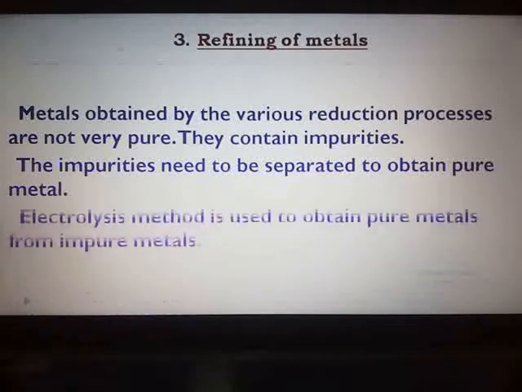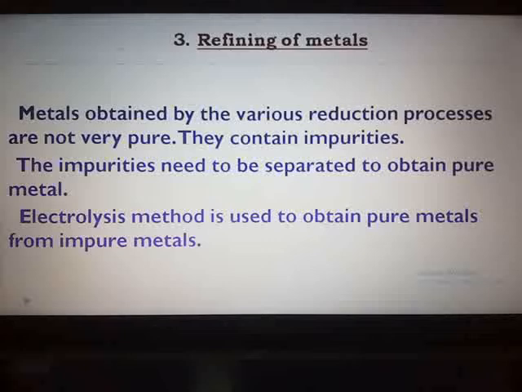And which method here is used? The method used is electrolysis to obtain pure metals from the impure ones. I hope all the three stages of metallurgy are followed by you thoroughly: concentration, extraction and refining, and in concentration different ways are there. Each and every way you should know.